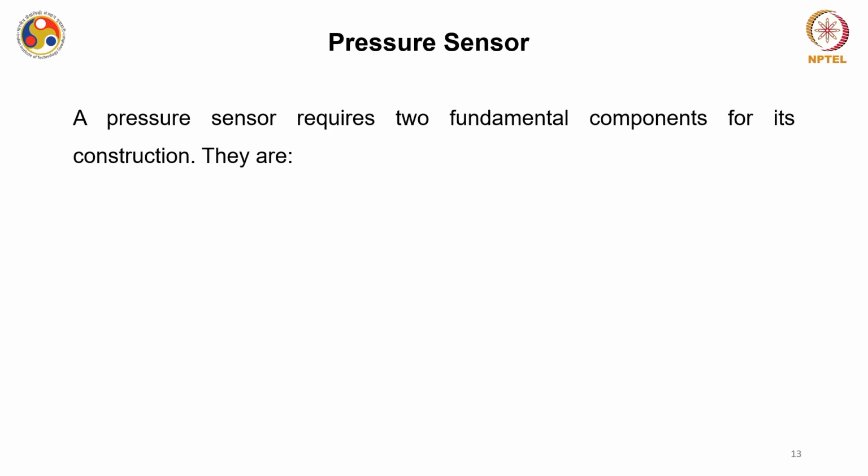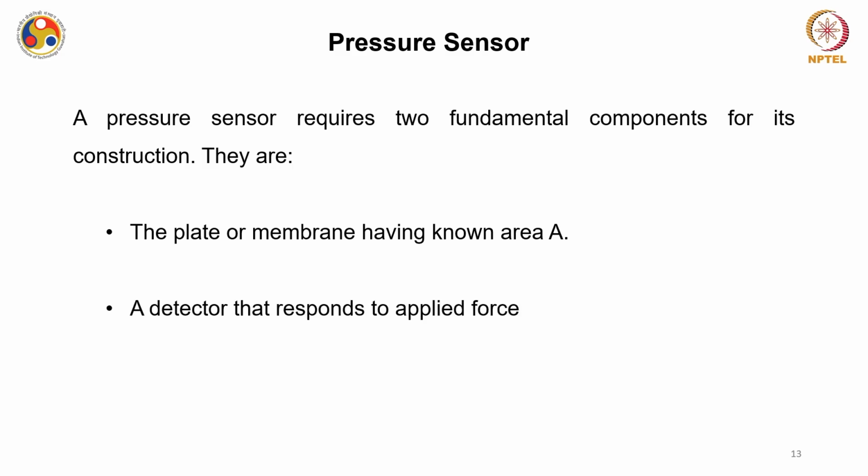sensor requires two fundamental components for its construction. Okay. The first fundamental requirement of a pressure sensor is a plate or membrane whose area A we already know. Okay. There should also be a detector that responds to the applied force, which actually acts as a transducer.